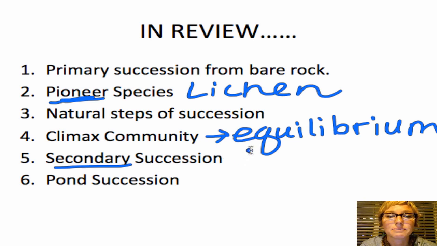And then we also took a look at pond succession, and that's the succession of steps that a pond takes to grow up and become a meadow and eventually become part of the rest of the forest that it is within. And with that, I hope you enjoyed our AP Bio video on succession, and I hope you have a great day.